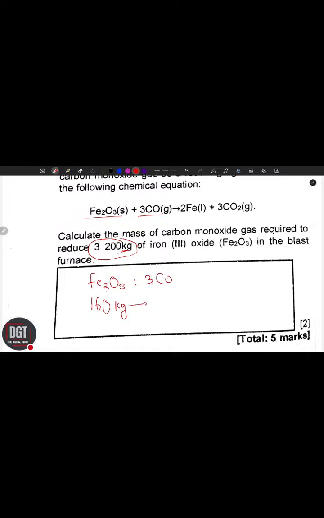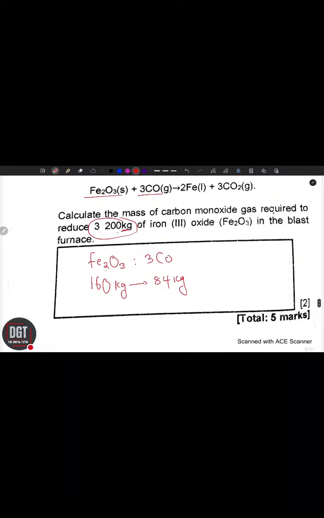React with carbon monoxide. We have oxygen 16 and carbon 12, but there's a 3 in front. So this is 28 multiplied by 3. So carbon is 12, oxygen 16. So 3 multiplied by 28, that is 84. So 160 kg of iron react with 84 kilogram of carbon monoxide.